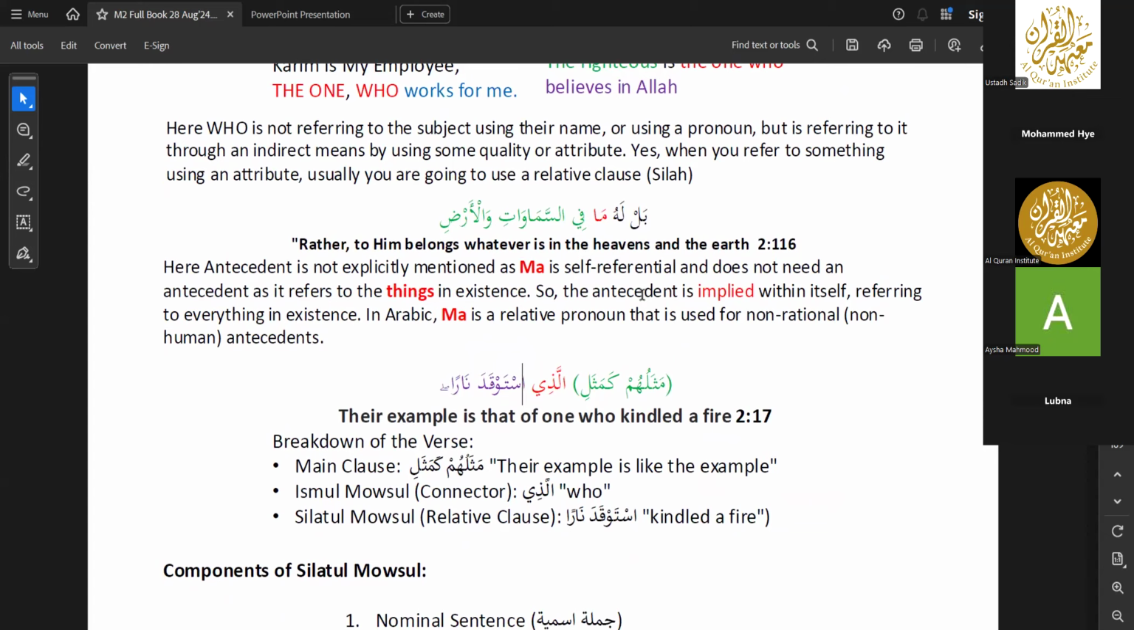So from a grammar point of view, we will say ma is the Ismul Mawsul, fis samawati wal ard is the Silatul Mawsul, and this Silatul Mawsul fis samawati wal ardi will not have any mahal. It is la mahalla laha. All istawqada naran. This is Silatul Mawsul. It doesn't have any i'rab, Ustad. It doesn't have i'rab. So okay, it's called la mahalla laha.